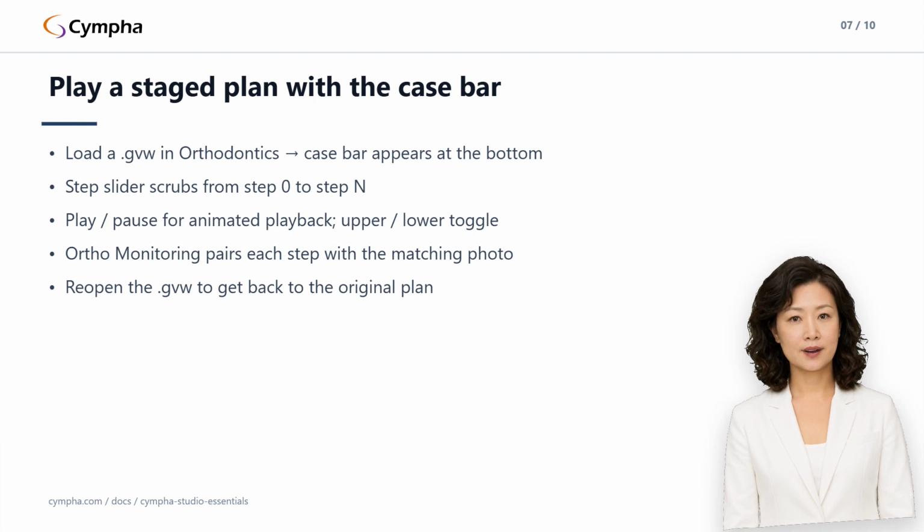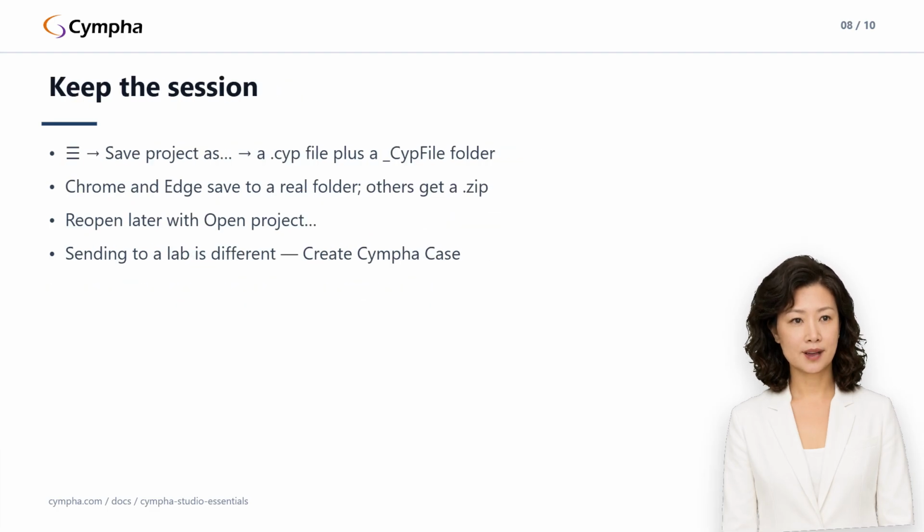In the ortho monitoring workspace, the same case bar pairs with the monitoring playback panel, a side-by-side of the plan at the current step and the patient's matching photo for that step, scrubbing both in lockstep. That's the workspace that also rearranges the layout, as we said earlier. One reassurance for experimenting freely. To get back to the original plan after playing around, just reopen the plan file. Loading it again replaces the orthodontic case layer without touching anything else in your scene.